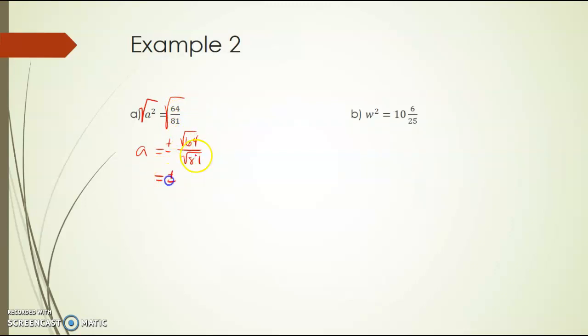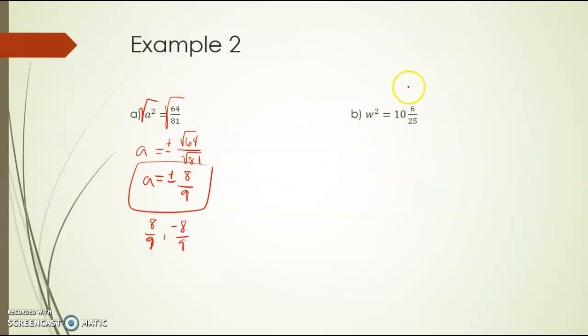So plus or minus, the square root of 64 is 8, and the square root of 81 is 9. So a equals plus or minus 8 over 9, or 8/9, comma, -8/9. So the only difference is I have to square root the top, square root the bottom.